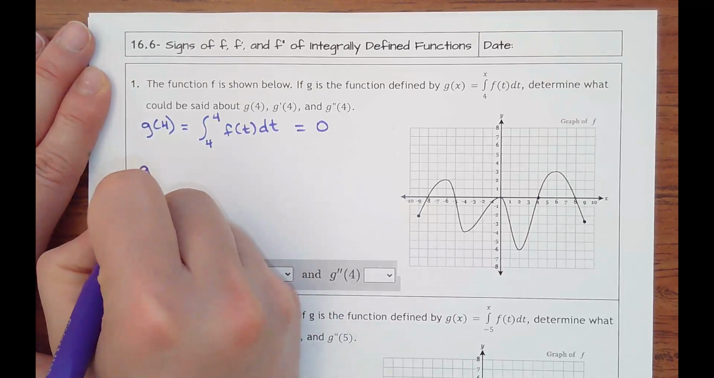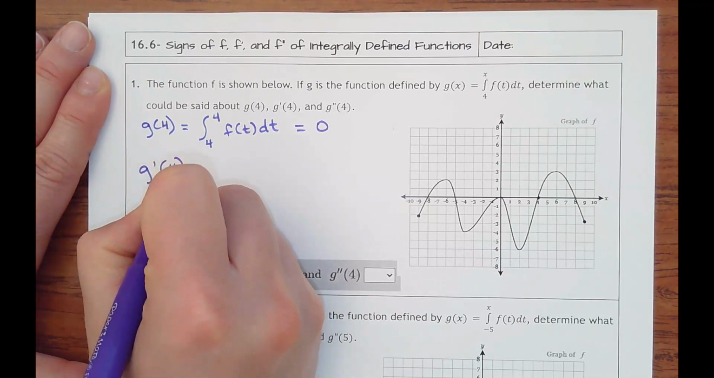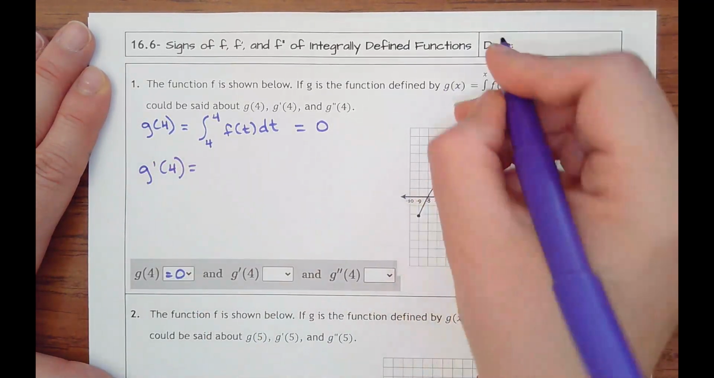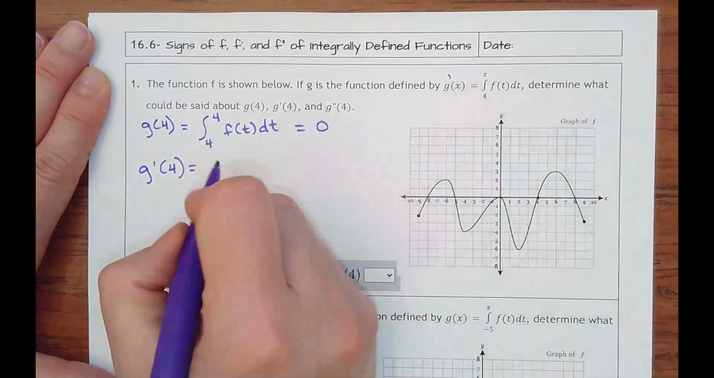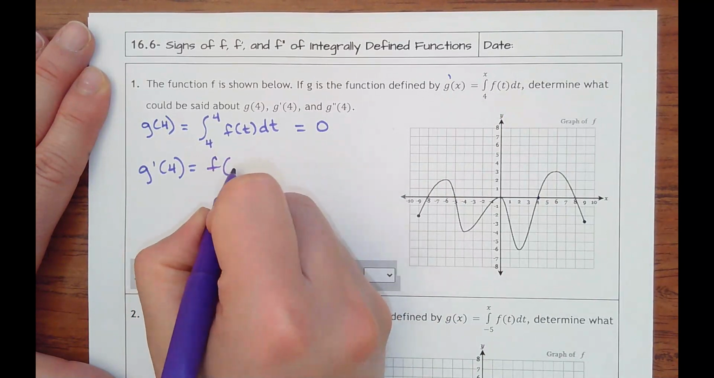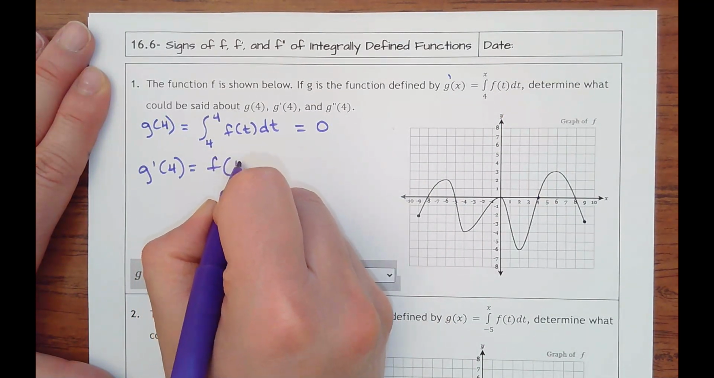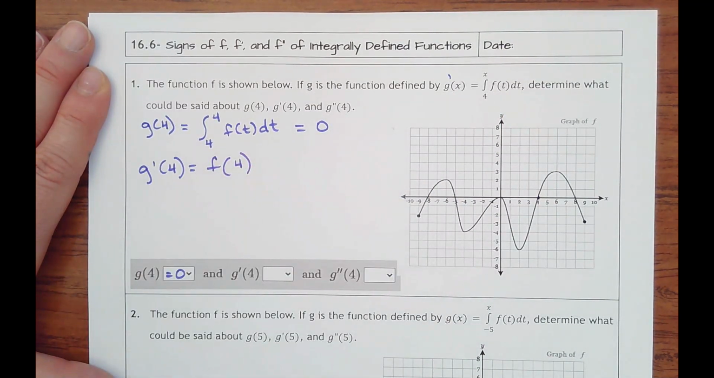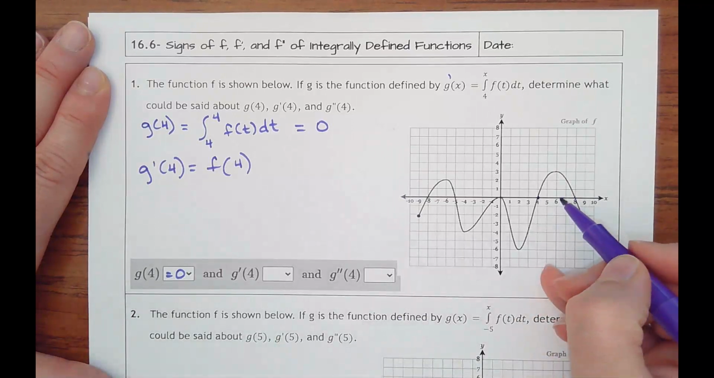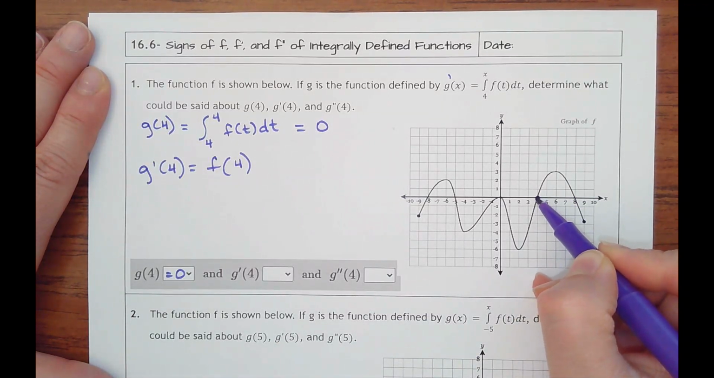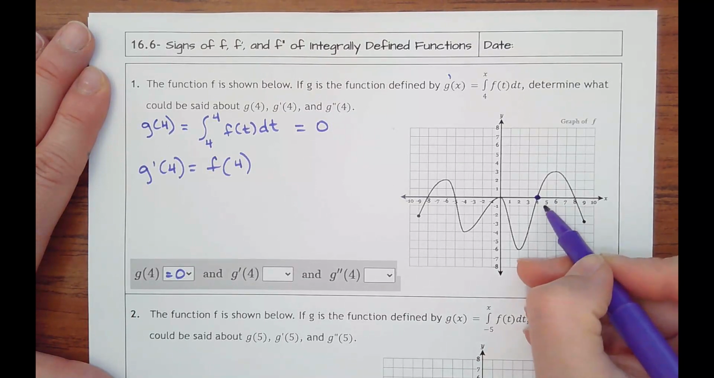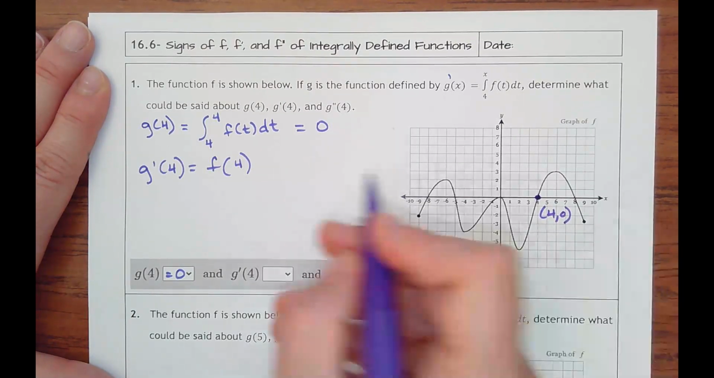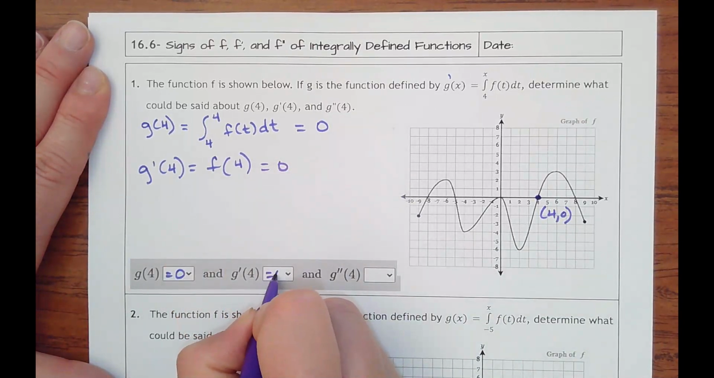Okay, then let's do g prime of 4. So taking g prime is going to be taking the derivative of this, which cancels. So that's really going to be f of x, or f of 4 is what they want us to put in. So I'm literally looking on this graph and finding f of 4 right here. And that is the point 4 comma 0. So actually that also equals 0.